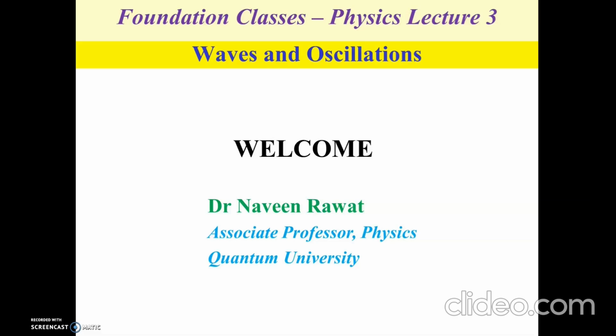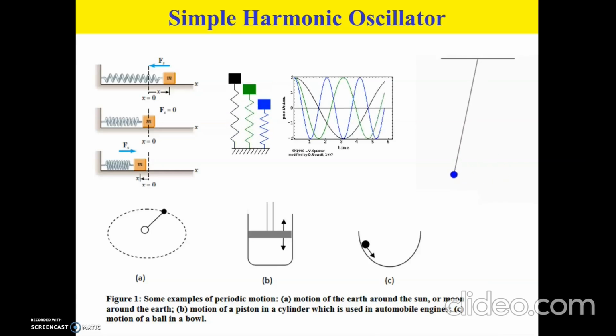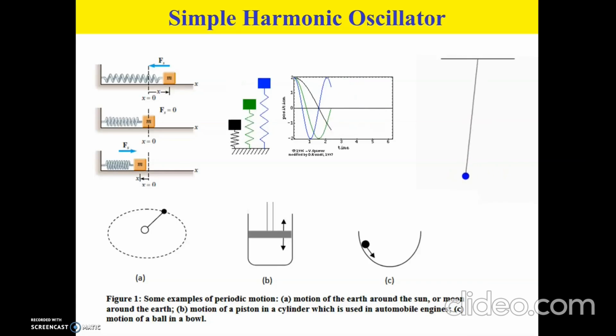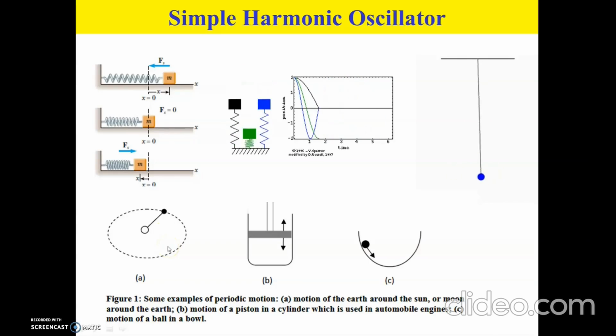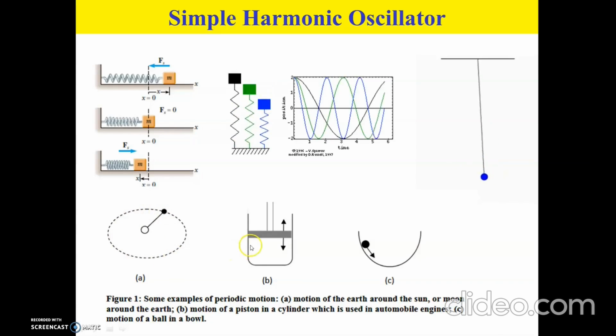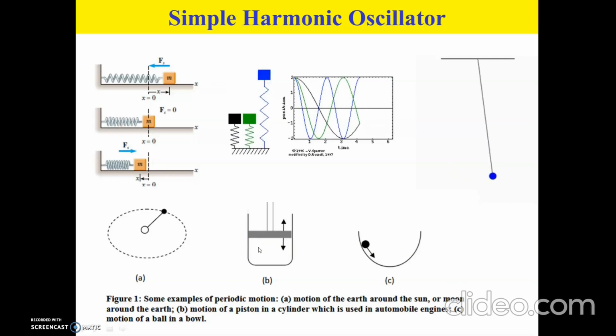You might have encountered the simple harmonic oscillator before in high school as well. We looked at examples such as a spring motion and a pendulum, and there are other examples in which you can apply this periodic motion. For example, the motion of the earth going around the sun, and even the motion of a piston of automobile engines, the 2-stroke and 4-stroke, follow this periodic motion of back and forth.